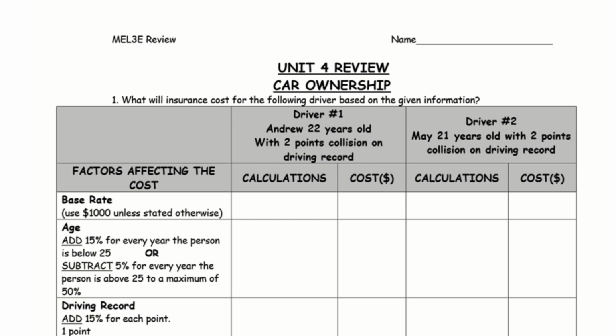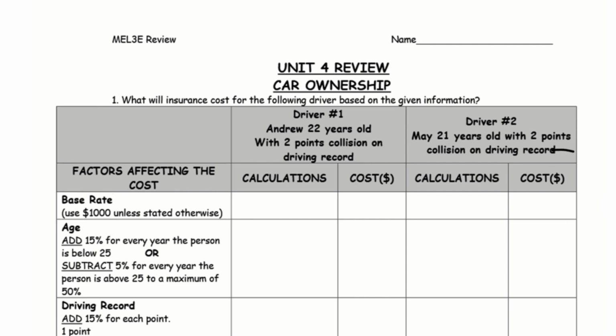In this video, we are going to start the Unit 4 review to prepare for your test. And the first part is insurance cost. This is a chart where the base rate is $1,000, and for every year the person is below 25, we are going to add 15%. If they are above 25 years old, then we subtract 5% of the base rate.